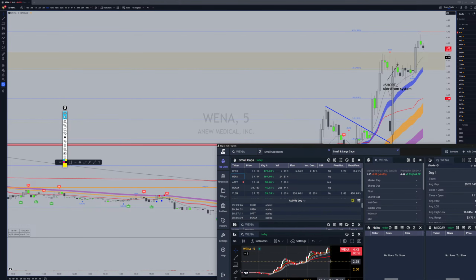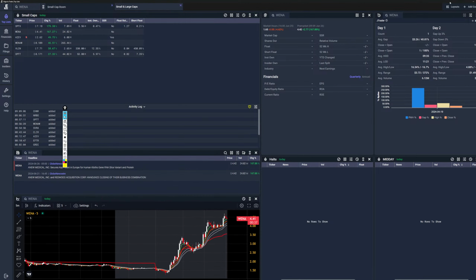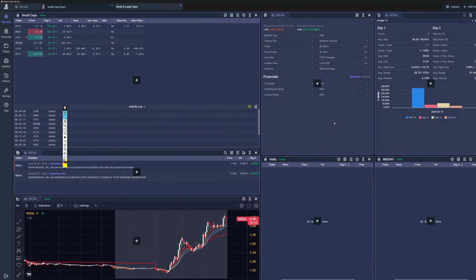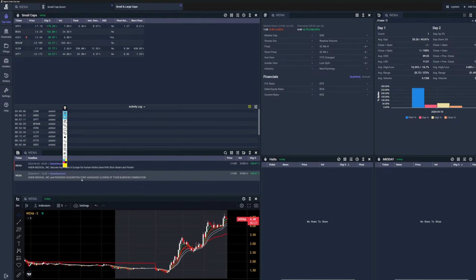So why this came up, and we can look over here, WENA. Remember, WENA, W means warrants. We can read over here the news. So on JTrader, how to view the news: you can simply go over here in add components, and you can put an X over here, scanner, watch list, news, history, and simply use it as you prefer. We have already the news over here.